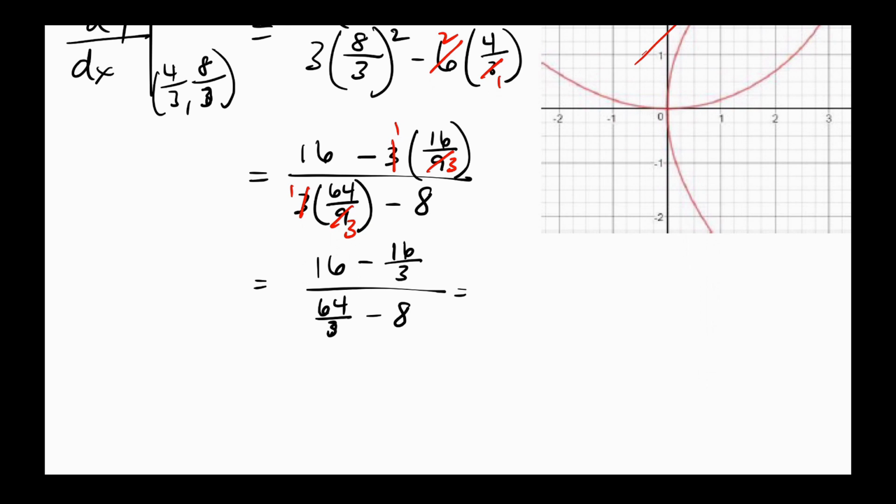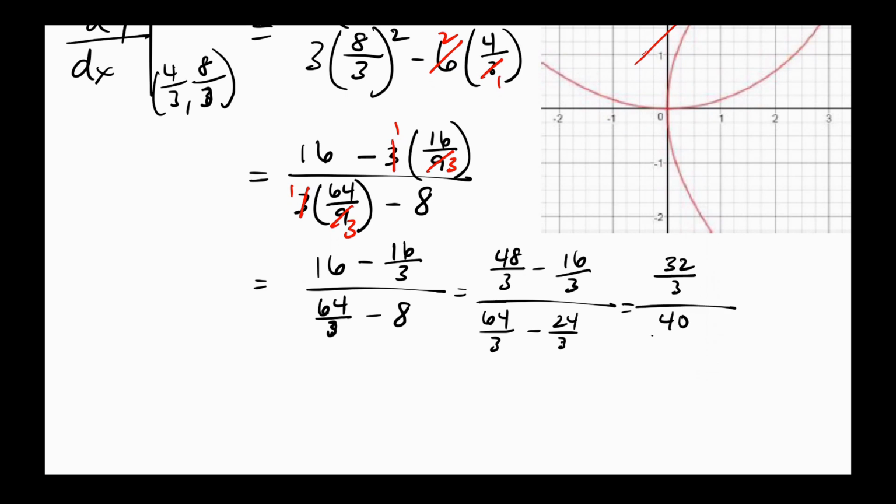Okay. So 16 is 48/3 minus 16/3. And 8 is 24/3. So if I subtract the tops, I get 32/3 over 40/3.